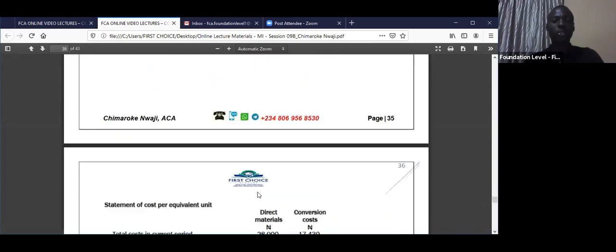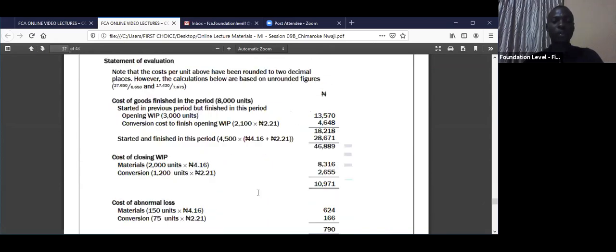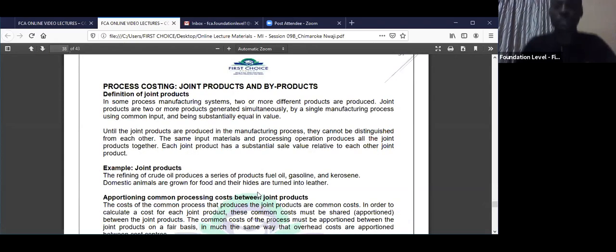So we want to go to something called process costing, joint and byproducts. So what do we mean by joint and byproducts? In some process manufacturing systems, two or more joint products are produced. Joint products are two or more products generated simultaneously by a single manufacturing process using common inputs and being substantially equal in value.